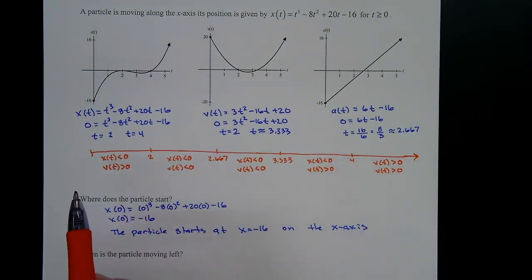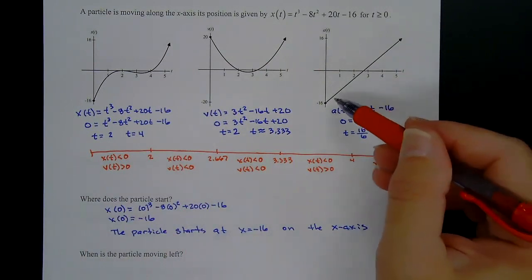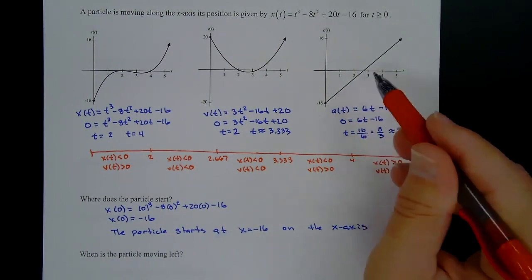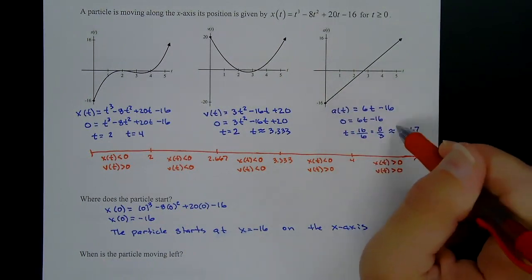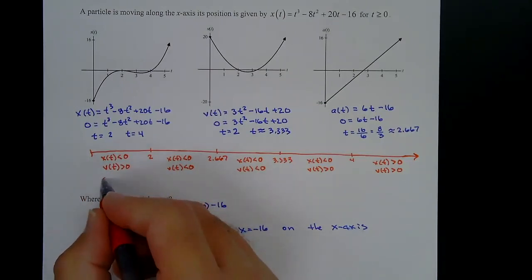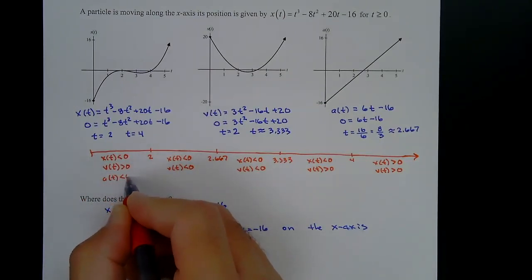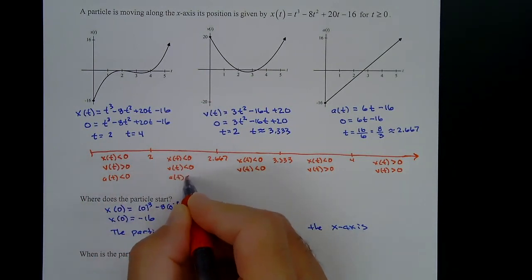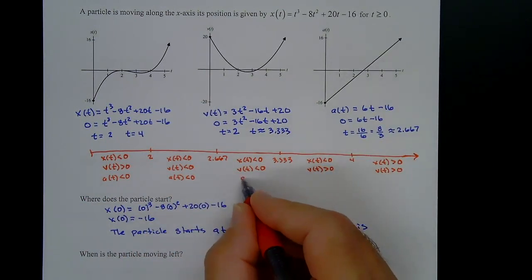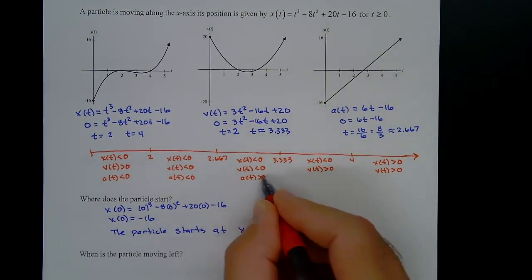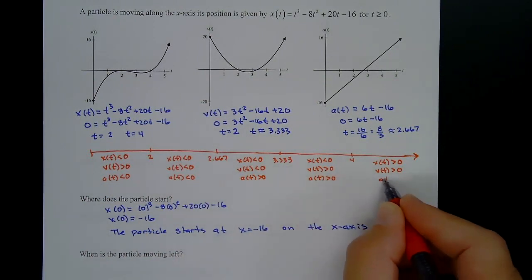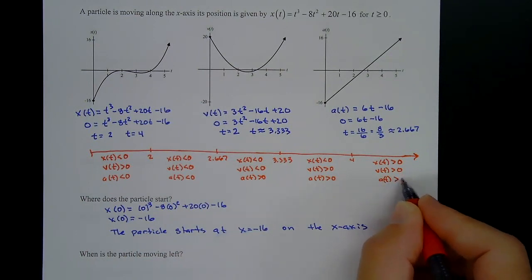All right, and then acceleration. Okay, so now acceleration. So a of t is negative from 0 to 2.667. Okay, so it's going to be negative in these two intervals. So a of t is less than 0. And then after 2.667, from these three, the acceleration is going to be positive. A of t is greater than 0, right?